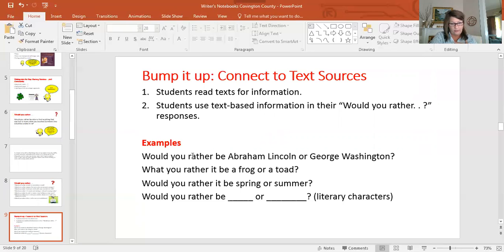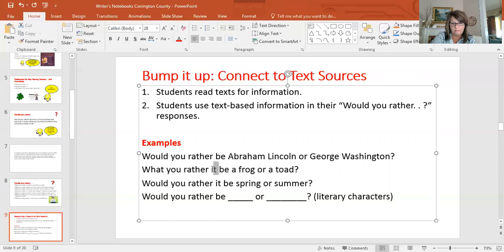So would you rather be Abraham Lincoln or George Washington? This would be after we had maybe done a little unit on the two, and then I have to use things I learned in my research or from a certain text to back up my claim. Would you rather be a frog or a toad? Would you rather it be spring or summer? So after having studied about spring and summer, why would you rather it be one and not the other?